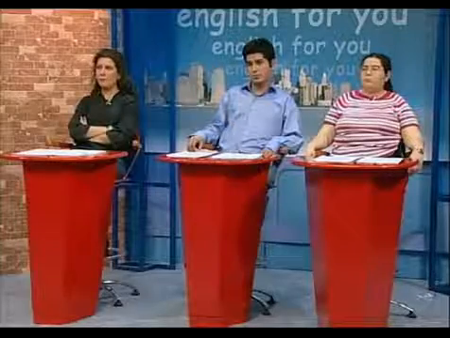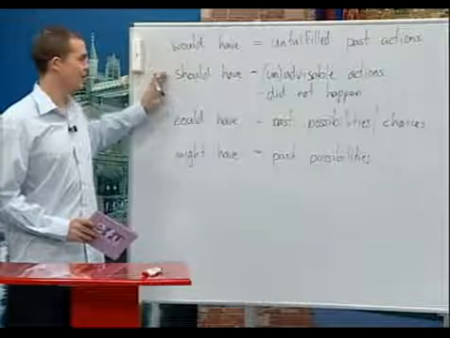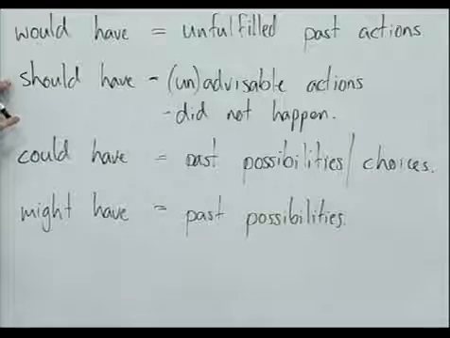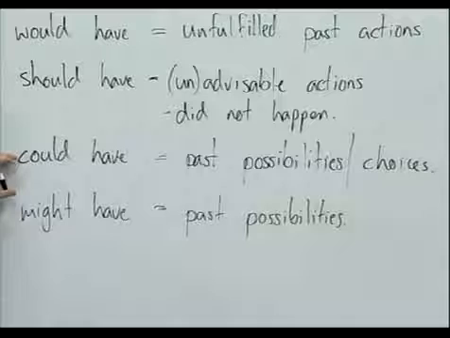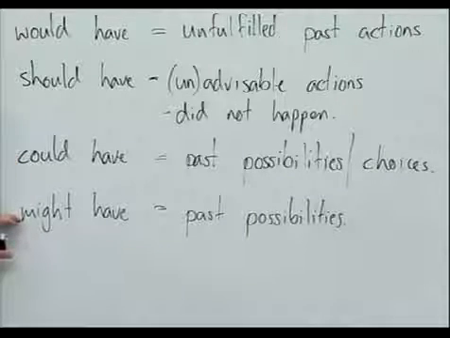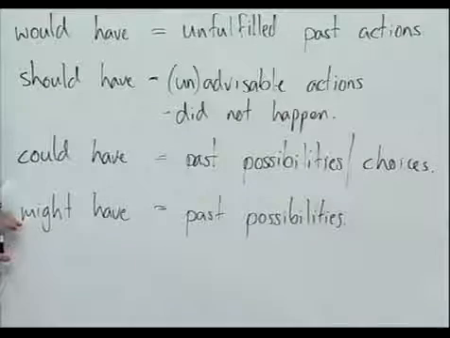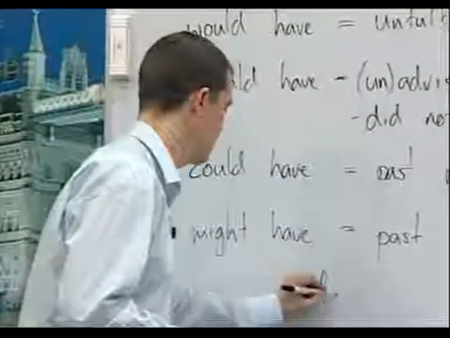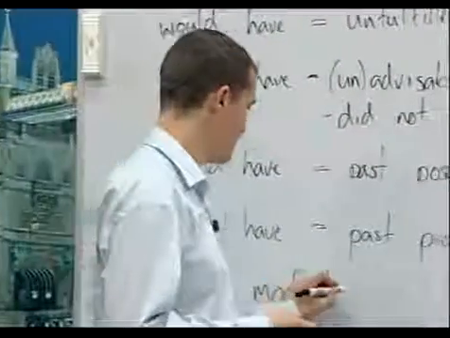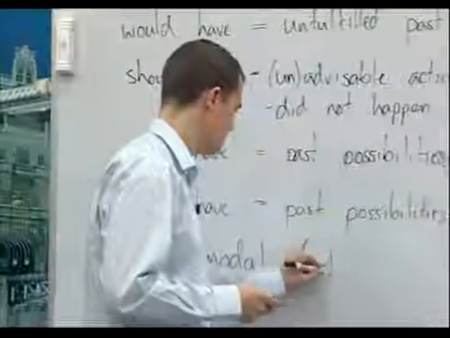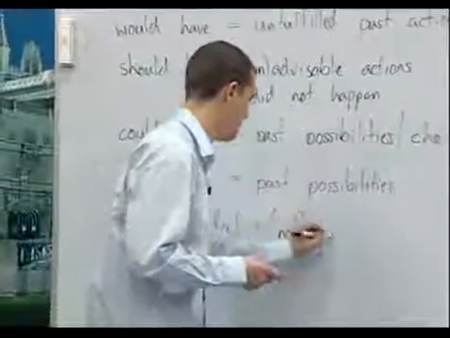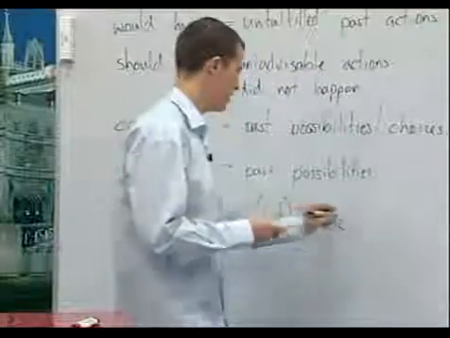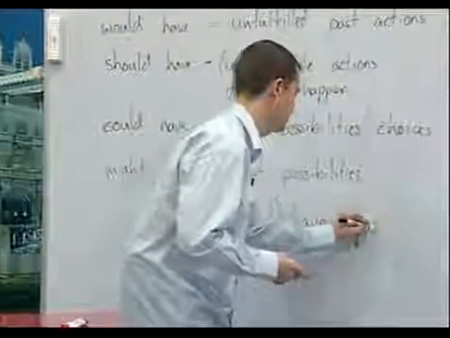So, would have: unfulfilled past actions. Should have: advisable or unadvisable actions, but they didn't happen. Could have: past possibilities, past choices. Might have: past possibilities. These are modal auxiliaries. They describe past actions, and we make them this way. We have the modal, in the passive, we make modal plus not or have, and then plus the past participle.